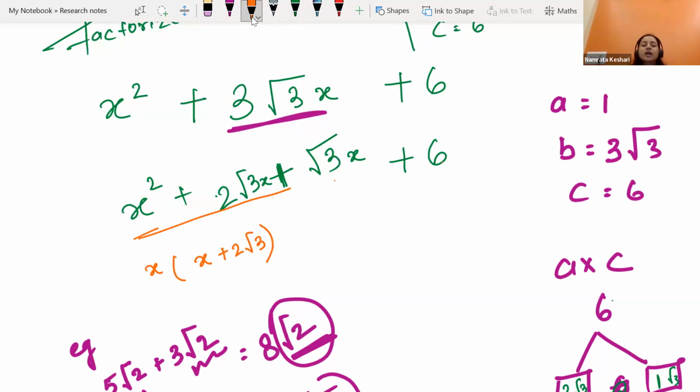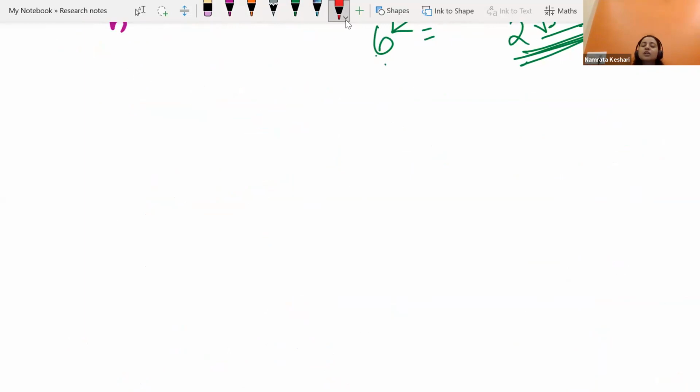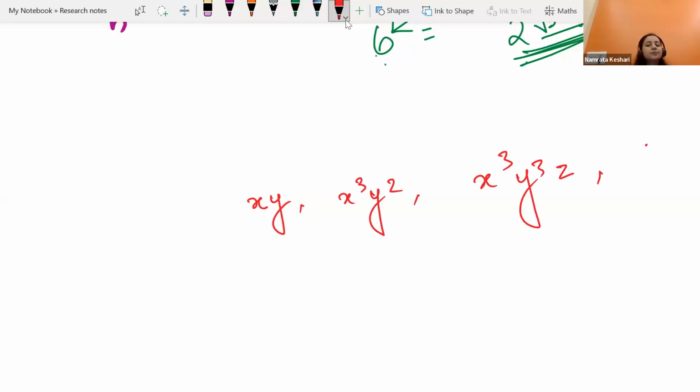Let's check what is common. Class, there is a concept in class. In your previous class, maybe you have learned, or before that, I need to check. This type of factorization, have you learned? x y, x cube y square, x cube y cube z, x cube p y square, y to the power 4. And let's find the common factor. Common factor we have to find.